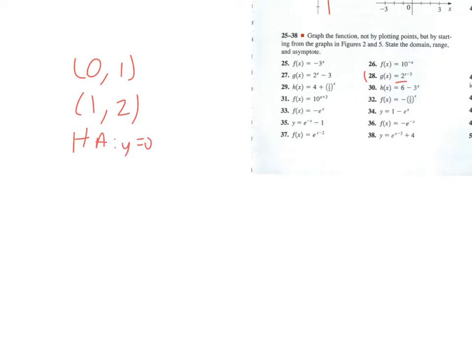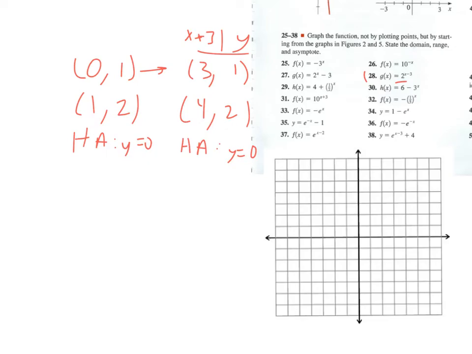Now, then I would apply my transformations. So in this case, since I have x minus 3 in the exponent, I would add 3 to all my x's. I would keep y the same because there's no transformations of y here. And so that's how I would change these points here, add 3 to the x's, but keep the y's the same. And since the horizontal asymptote is a y value, I'm not going to apply that plus 3 transformation for x's. So then I can graph these here.